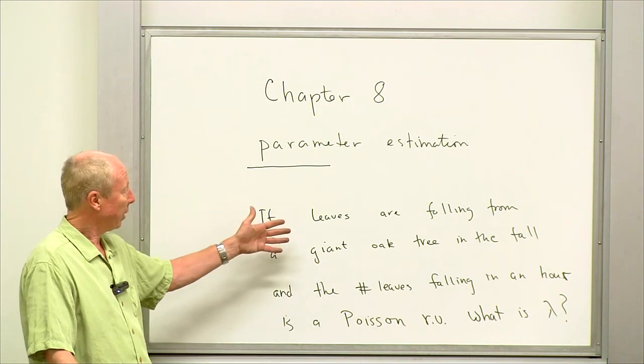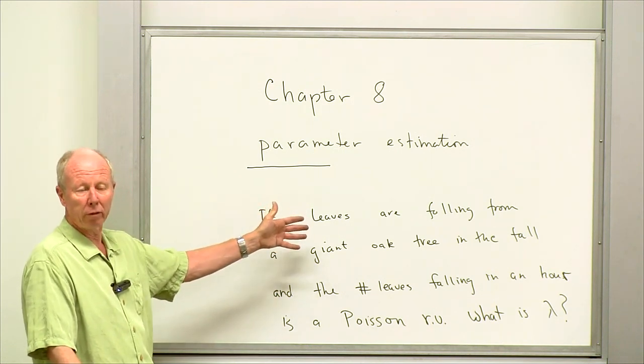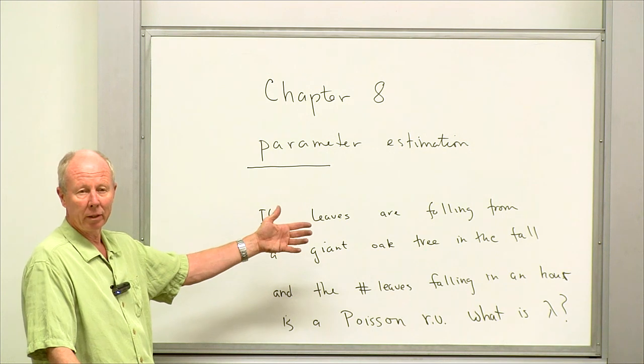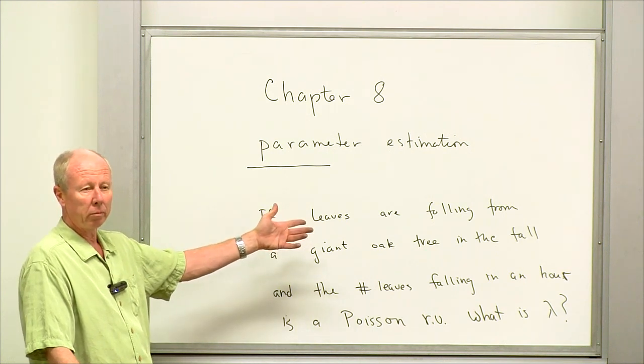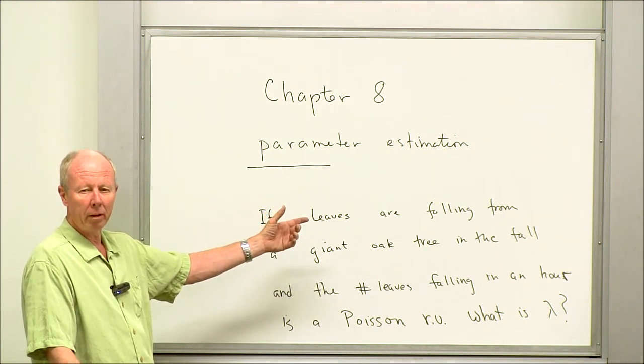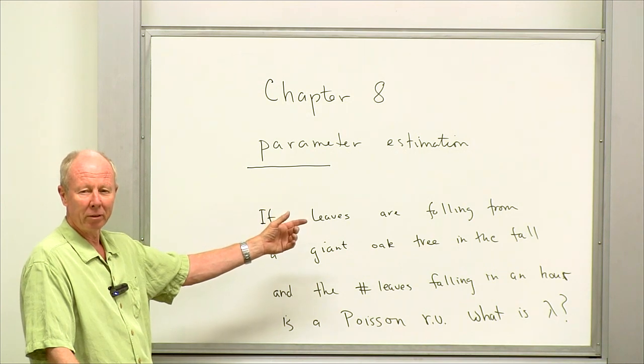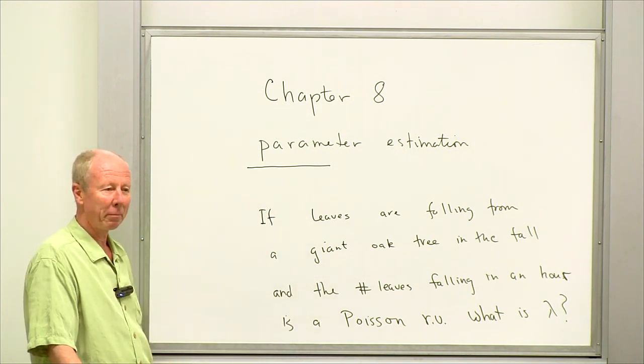Now I can replace leaves falling from a tree by alpha particles emitted by, in the book they use the substance americium, I think, or curium. I don't know how to pronounce it.